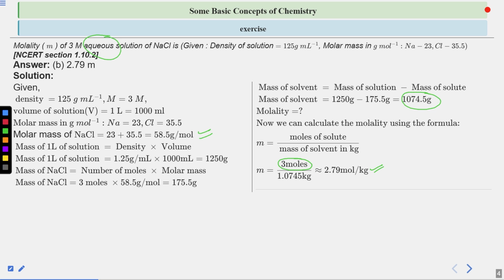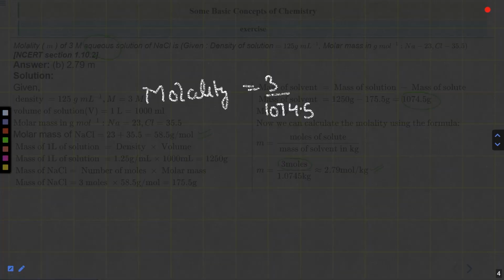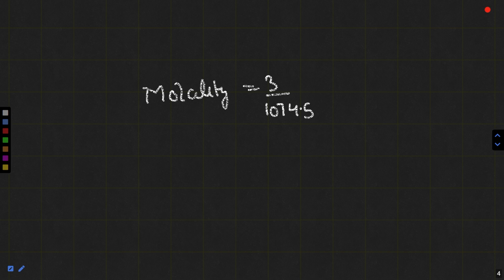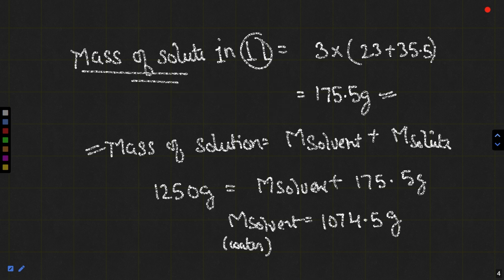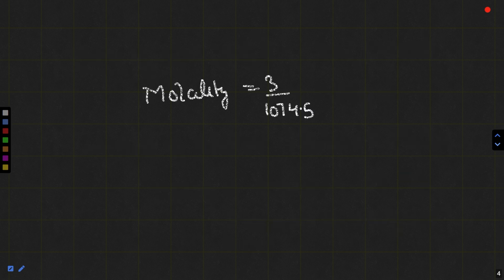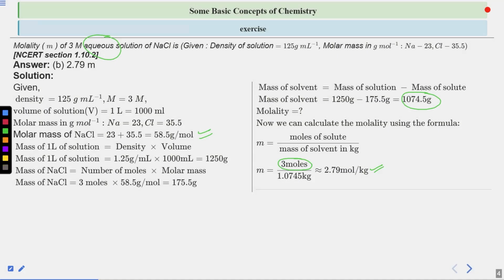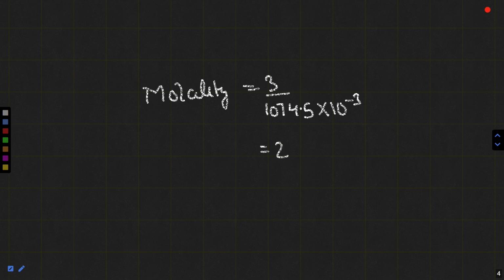Okay. So that will give you how much? But one thing is there, you have to convert this gram into kg. So multiply this thing by 10 to the power minus 3. Okay, you will get it as 2.79 mole per kg.